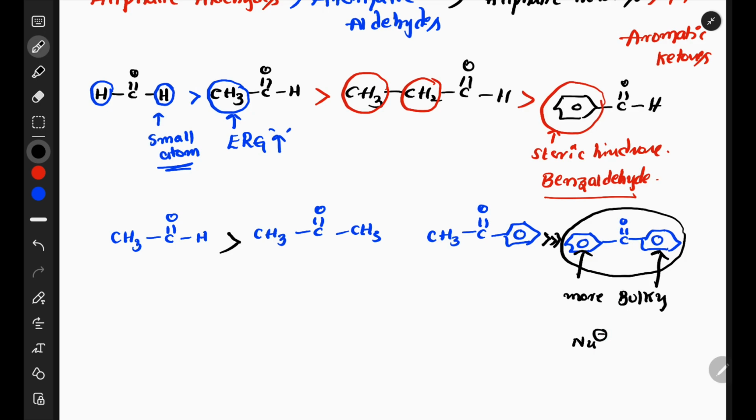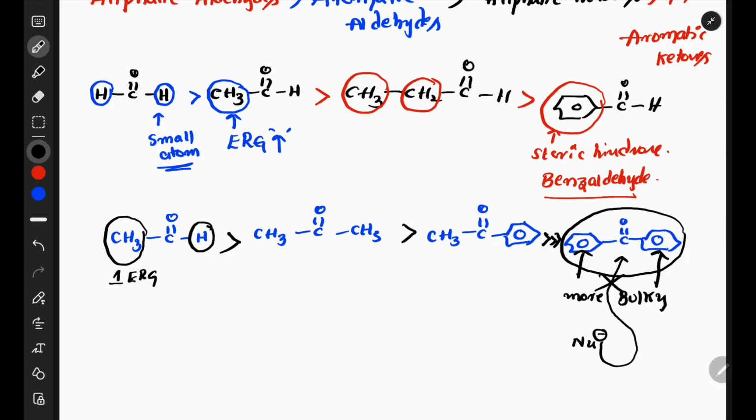Why? Because two benzene rings are there in coplanar. When both benzene rings are in coplanar, nucleophile attack is very difficult. Nucleophile attack will not happen. But here, look, there is only one electron releasing group, and also due to the presence of a hydrogen atom here, there is less steric hindrance. That's why acetaldehyde is more reactive in nature.